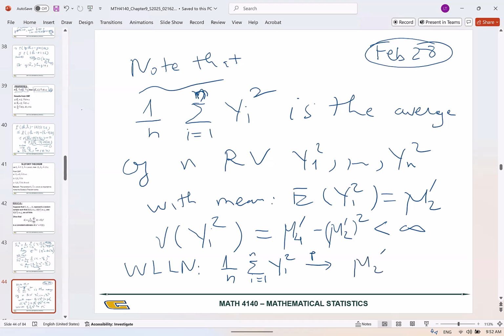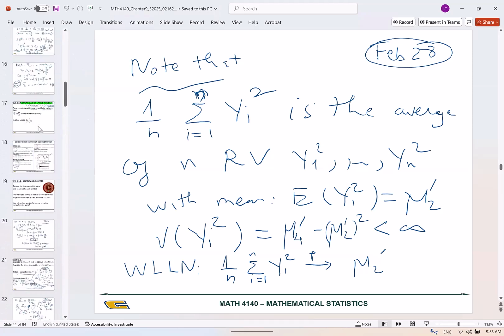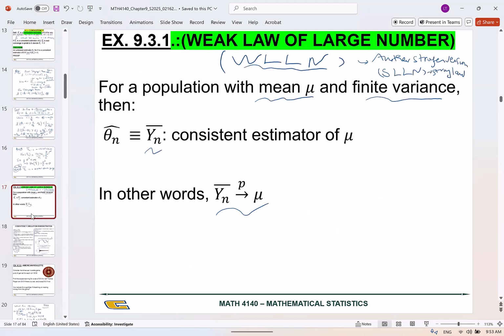Perfect. Wait, you got that last one with the law of large numbers? The weak law of large numbers tells you, if you have a sequence, let me just show you here. Come back here. Please ask. This is how we learn, right? It tells us that if we have a population with mean mu and a finite variance, the sample mean will converge in probability to the true mean, right? So this is the weak law of large numbers.